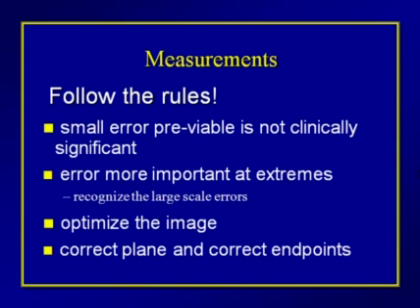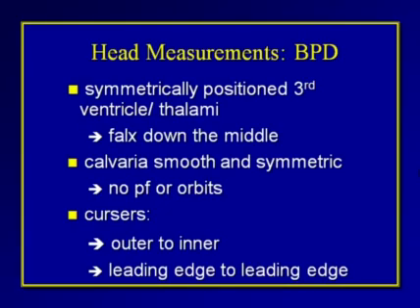Make sure, as always with ultrasound, that the image is optimized. Use the correct plane and the correct endpoints for measuring. First, discussing the BPD. Make sure that the head is symmetric on your image. And what I mean by that is making sure that the third ventricle and the thalami are right in the middle of the image, and you can typically see the falx going down the middle of the head. The calvarium should be smooth and symmetric. The posterior fossa and orbits should not be on the image.